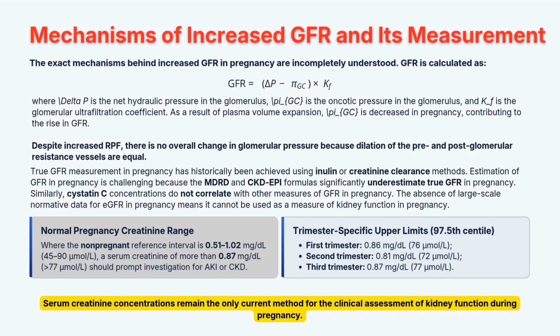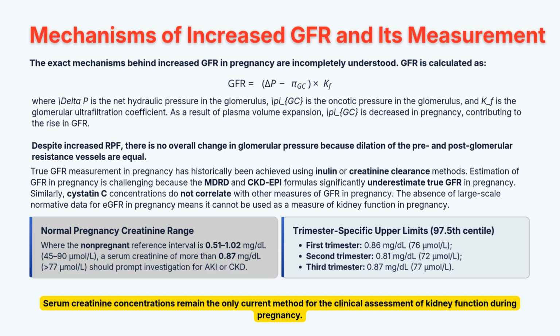The exact mechanism behind this increase in GFR during pregnancy is not completely understood. In general, GFR depends on the balance between hydraulic pressure in the glomerulus and the oncotic pressure within the glomerular capillaries, and the UF coefficient, the ultrafiltration coefficient. During pregnancy, plasma volume expands significantly, which lowers glomerular oncotic pressure and contributes to the increase in GFR, even though renal plasma flow rises substantially.